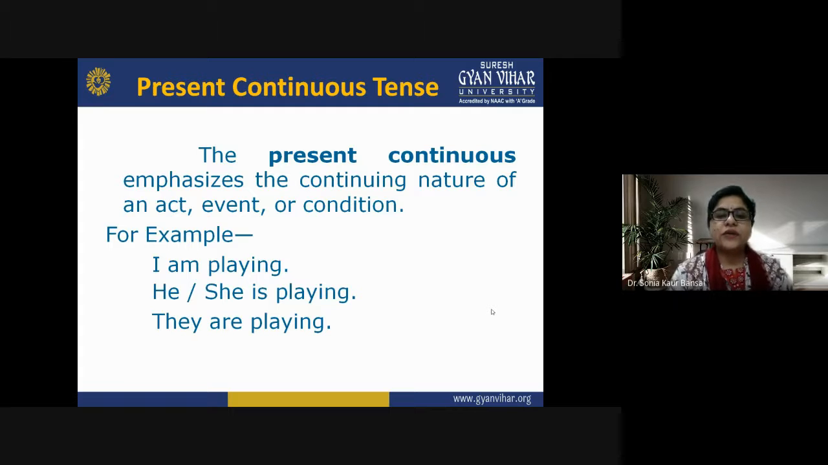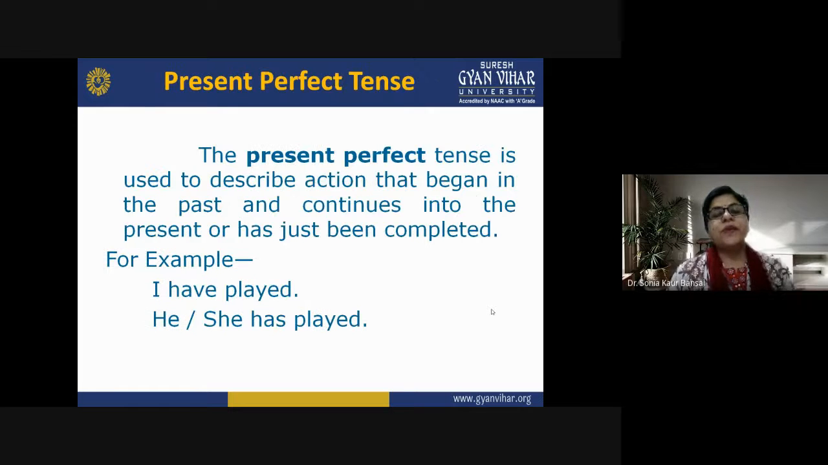Then present continuous tense. The present continuous emphasizes the continuing nature of an act, event, or condition. So if it is like that, I'm playing. He, she is playing. They are playing. You can see the helping verbs according to the singular and plural forms of the subject. So this is how present continuous tense is formed. Now, present perfect tense.